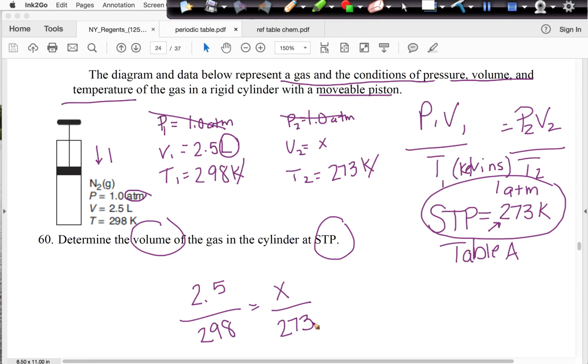Now this question said to actually determine the volume, which means that you have to actually do the math on your calculator. And so when you do the math on your calculator, it comes out 2.29 with other decimal points. So you can either say 2.29 or 2.3 liters.